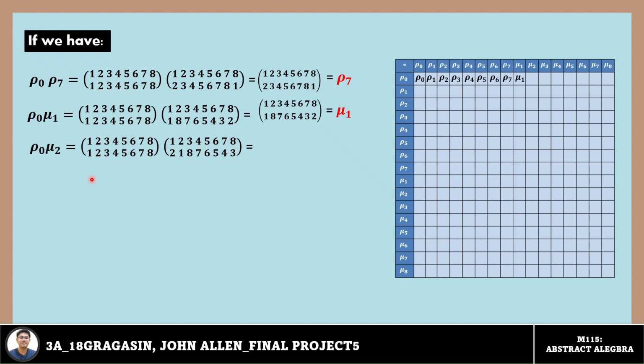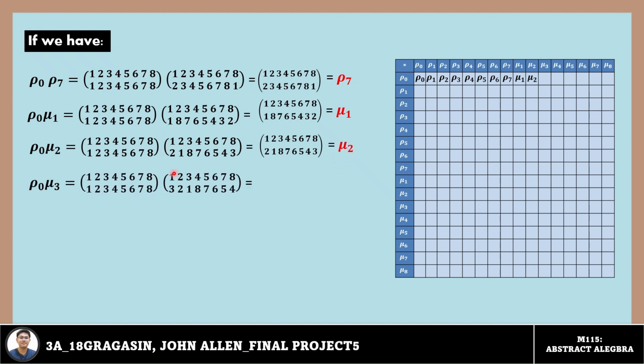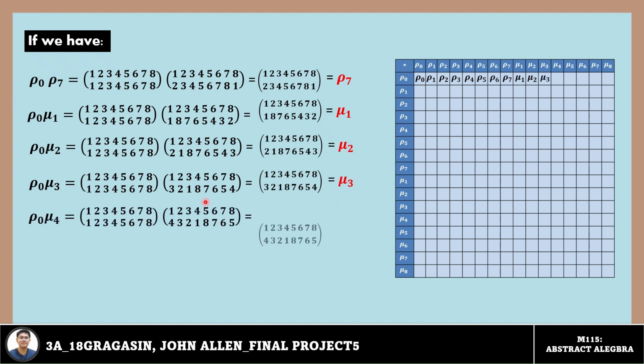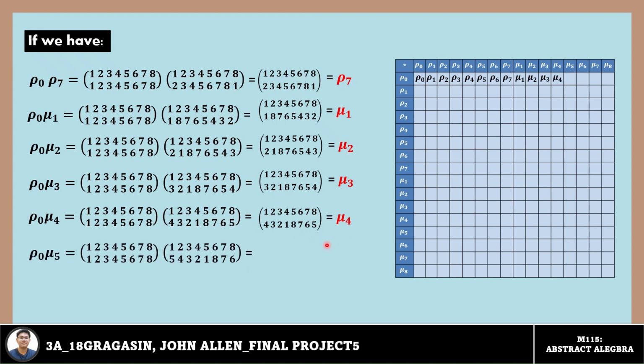And then if we multiply rho sub 0 and mu sub 2, we have this answer. As you can see, the elements in our answer are just the same as the elements in mu sub 2. Therefore, our answer here is mu sub 2. And then for rho sub 0 and mu sub 3, we have this answer. As you can see, the elements here are just the same as the elements in our mu sub 3. Therefore, our answer here is mu sub 3, and it is the same as the following. Therefore, our answer here is mu sub 4, and then by multiplying rho sub 0 and mu sub 5, our answer here is mu sub 5.